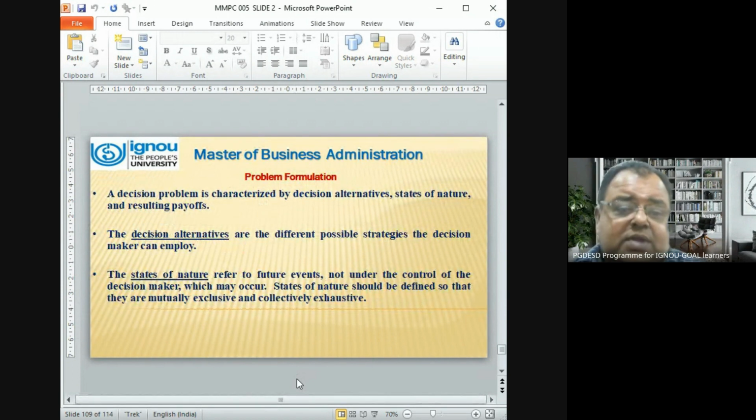How the problem formulation takes place. A decision problem is characterized by decision alternatives, states of nature, and resulting payoff. The decision alternatives are the different possible strategies the decision makers can employ. The states of nature refer to future events not under the control of decision makers which may occur. States of nature should be defined so that they are mutually exclusive and collectively exhaustive.